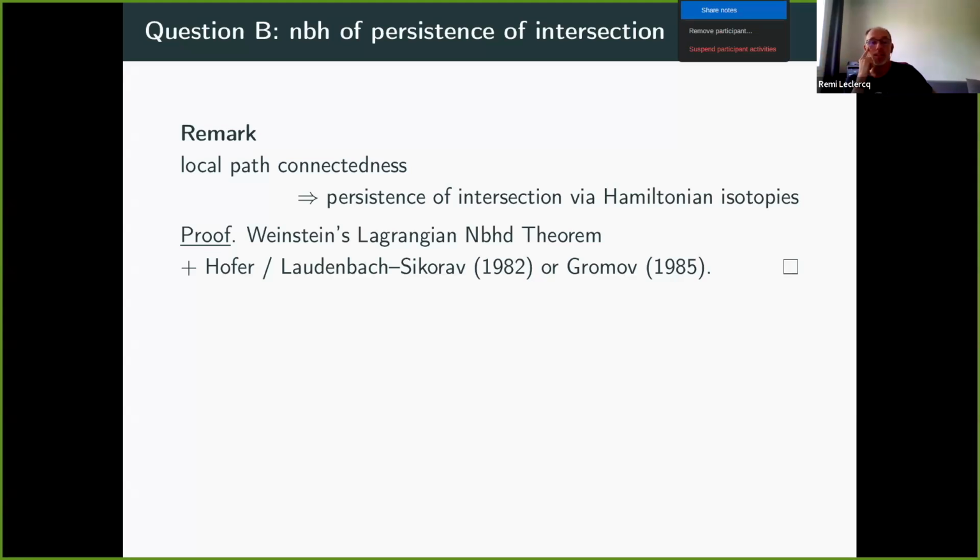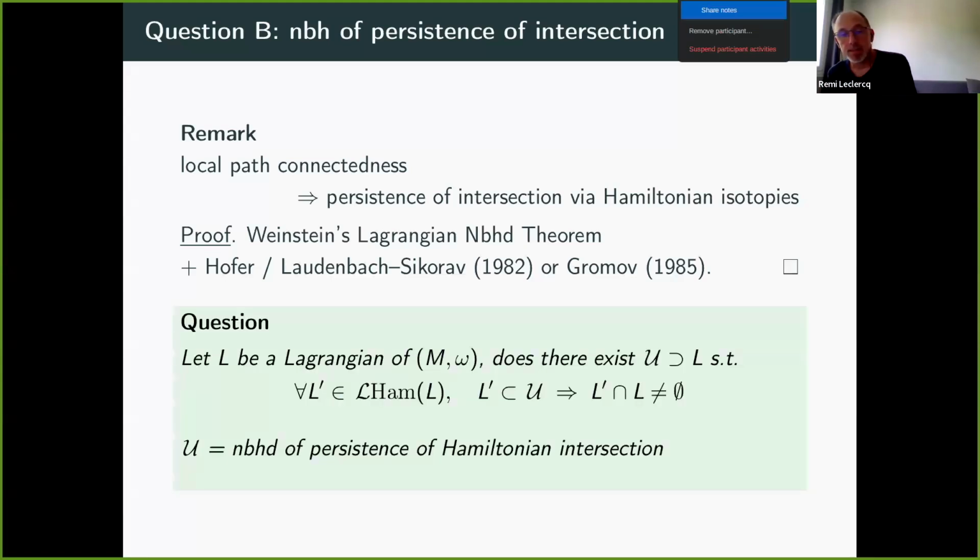Or you can even take the generalization, and this is going to become handy later on in the talk. You have this theorem by Gromov, which says that any exact Lagrangian of the cotangent bundle intersects the zero section, right? So in any case, such a Lagrangian should intersect, which means this is a weaker question. You fix a Lagrangian L, and you wonder if there exists a neighborhood U such that any Lagrangian L prime which is Hamiltonian isotopic to L, if it's entirely included in U, then it has to intersect L.